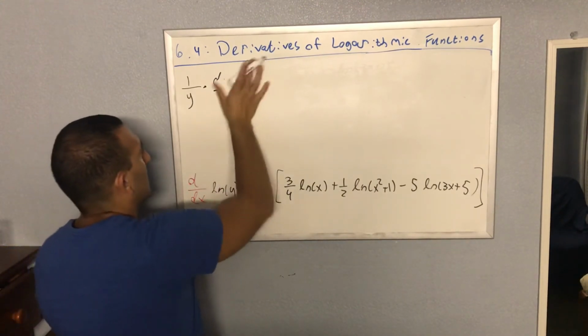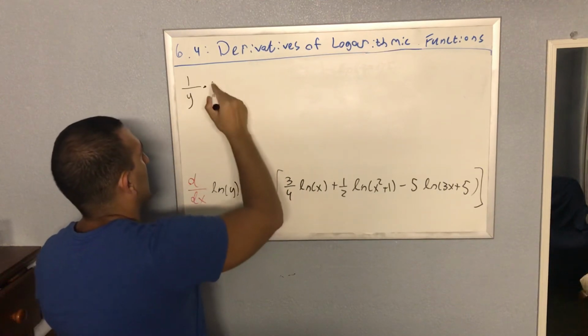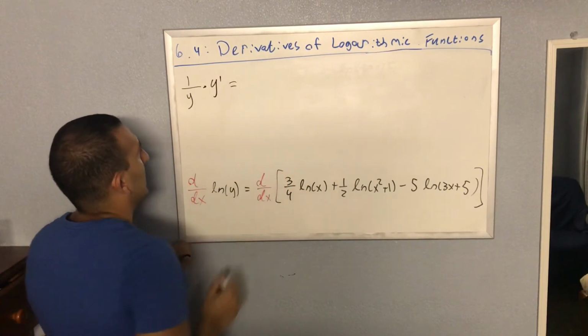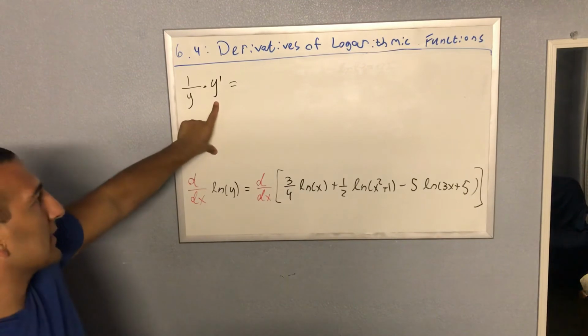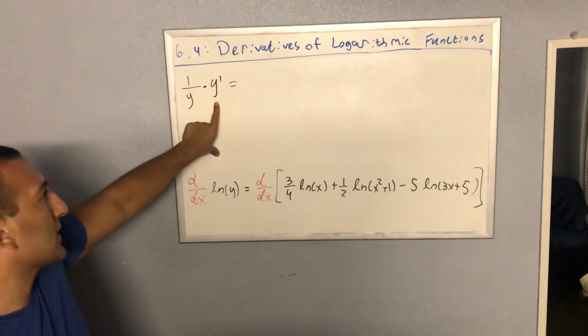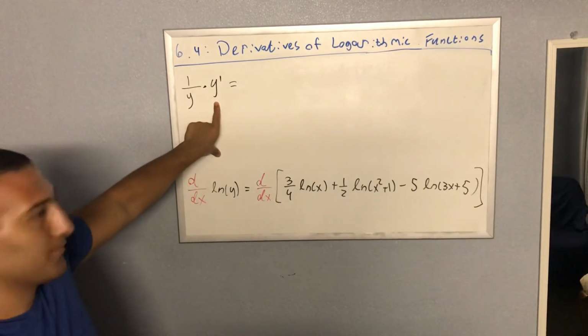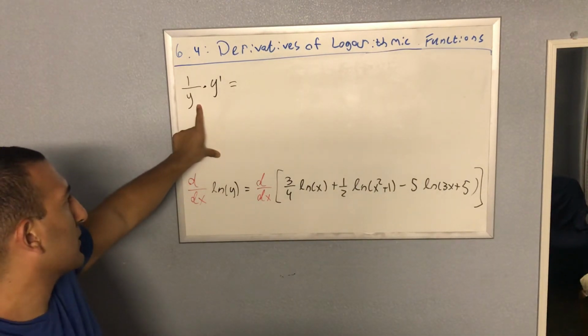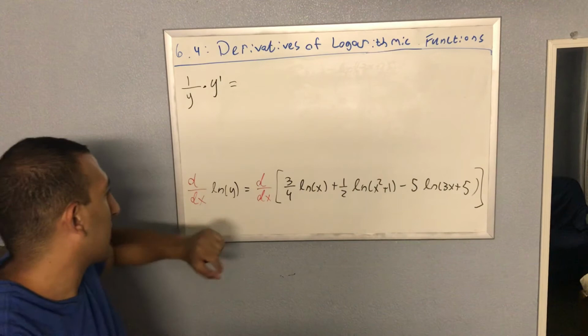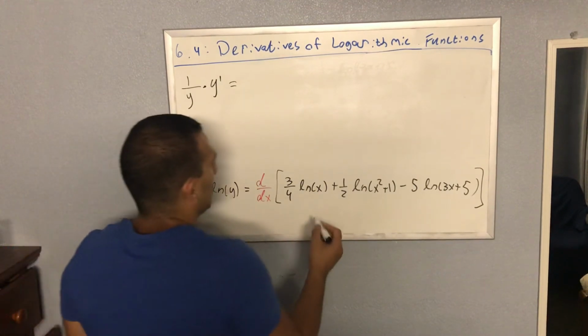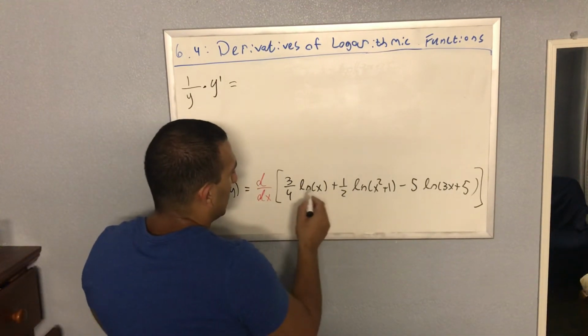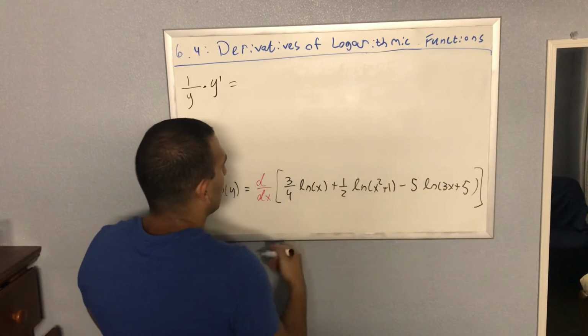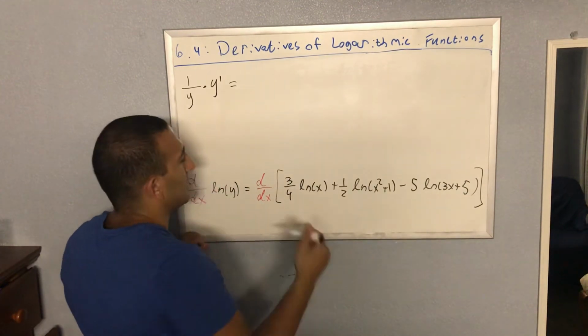So this is 1 over y times y prime. And look, the thing that we were looking for, y prime, magically popped out of this. So we'll be able to isolate for y prime after we multiply by y. Okay, so now let's take these derivatives. Remember, you can just take the derivative of each piece and add them together. That's the sum rule of the derivative.